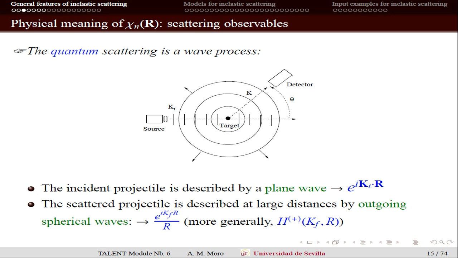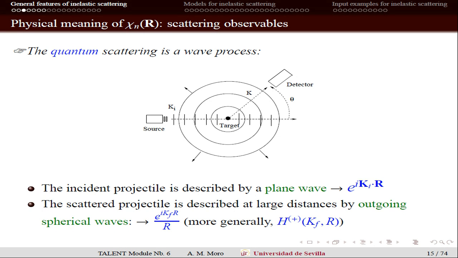So let's also remind ourselves of the actual situation that we have in an experiment. We have a source producing some beam, and this beam is described in our time-independent picture by a plane wave with some incident momentum, Ki. This hits a target, and this produces a set of spherical outgoing waves. And then we place our detector somewhere, and we count the number of particles per second that our detector is receiving. And this is the actual experiment.